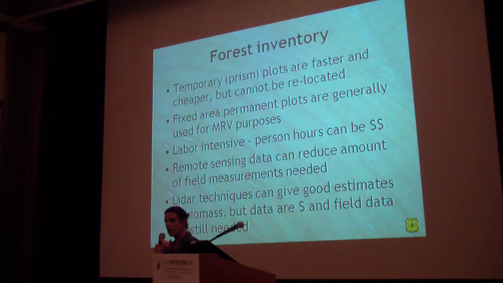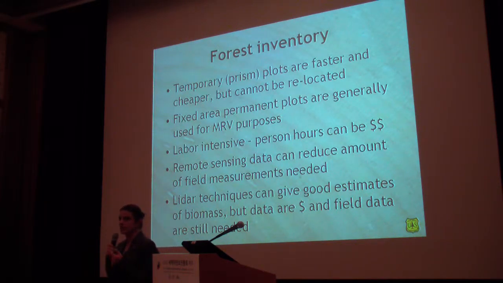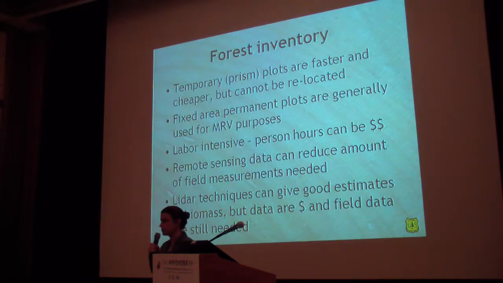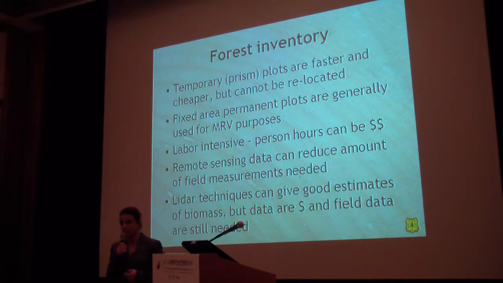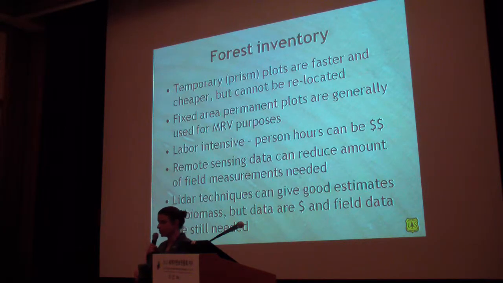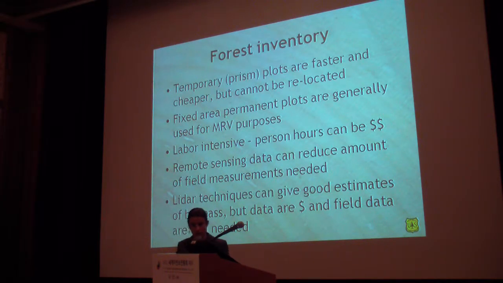So prism plots are something that we'll use in the US, and it's a variable radius plot, but it's a temporary plot. So it's a quick way to estimate volume, but you can't return to that plot again because you can never quite relocate it again. So for most people's purposes, you're going to need fixed permanent plots of a fixed area. And these are often circles with a set radius, because that's the easiest thing to do in the field. Because you're going to need to return to that plot to remeasure it in the future.